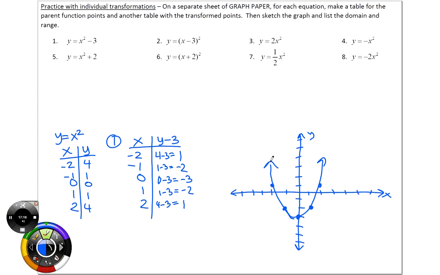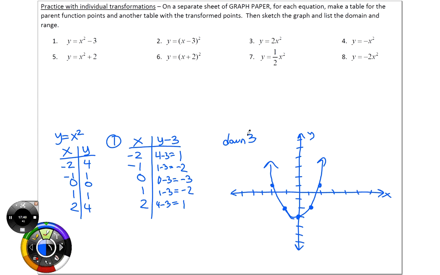So what effect did that minus 3 have on our graph overall? What did it do to our picture? Abby? Yeah, it went down 3. So if you want to make some notes about that, if you're not as strong as you were last year, or you didn't really understand this last year, basically you want to make the note that that minus 3 is moving this down 3. Okay?